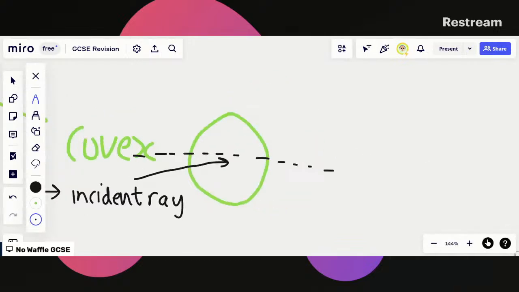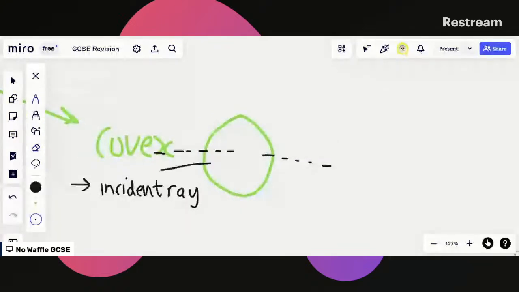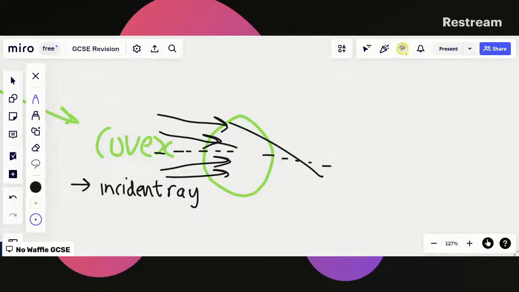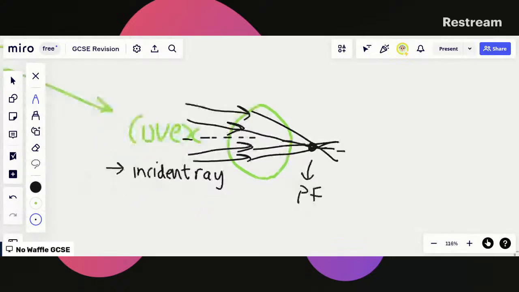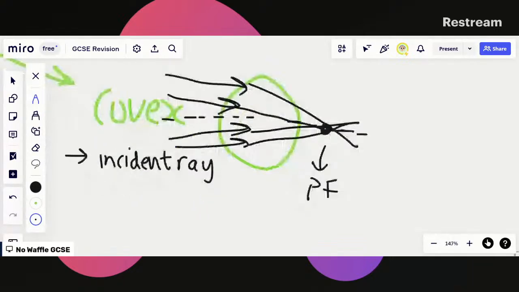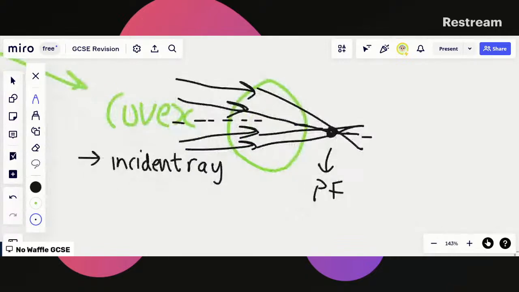Let me make this diagram a little bit clearer. What it's saying here is that all of the light rays, as long as they're parallel, will eventually all meet at a certain point, and this point will be called the principal focus. And that's what we're saying here. All incident rays that are parallel to the axis will all meet at a point called the principal focus.